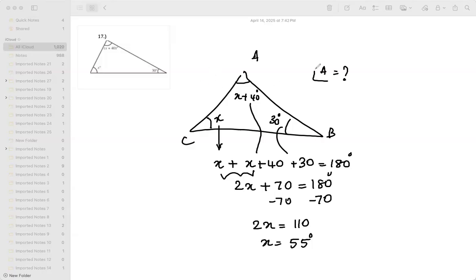I asked you what is angle A. So what do you do, Sreshta? You would add 40 plus 55. Yep, that's the answer. Okay. Johan, it was not 75, Johan.